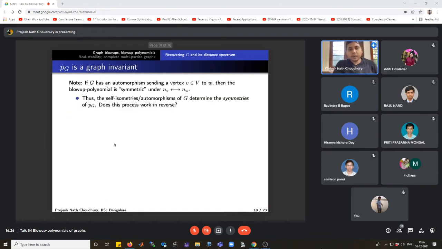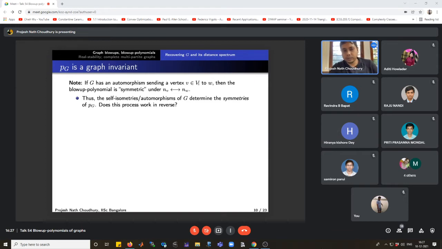So if G has an automorphism sending a vertex B to W, then the Blowup polynomial is symmetric under this operation. Thus, the self-isometries or automorphisms of G determine the symmetries of the Blowup polynomial. Now the question is, if I know how my Blowup polynomial is symmetric in the variables, can I understand the automorphism of graph G?